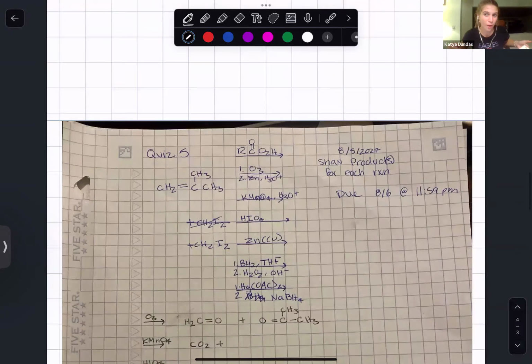Some of these alkene reactions I don't recognize, like the zinc and the HI one. I don't know what that is. Oh, no, that's not good. Let's see. It's zinc and copper. Or do you mean the iodine one? Yeah, that one too, the zinc and the iodine one. Oh, okay.